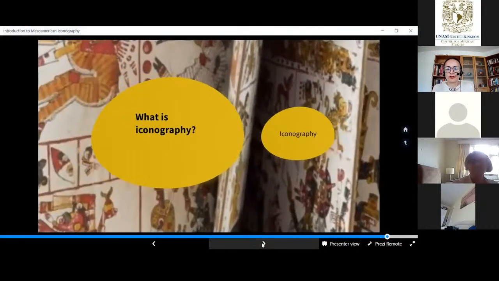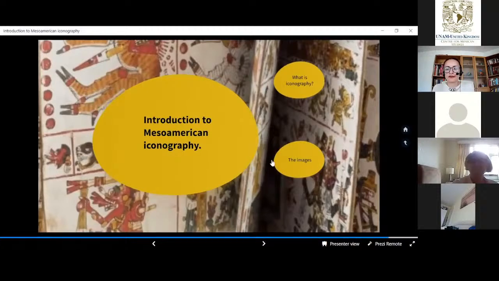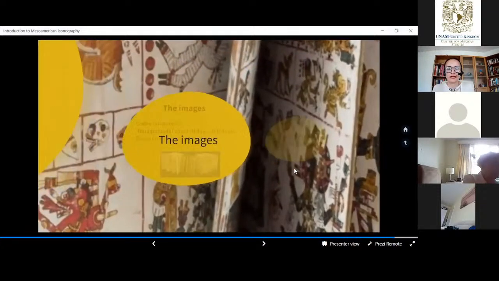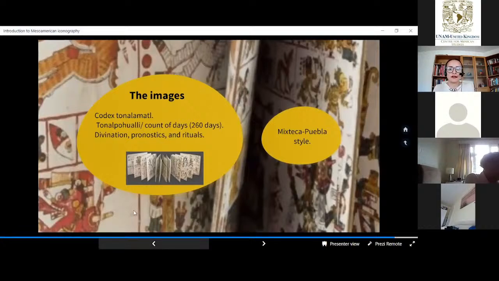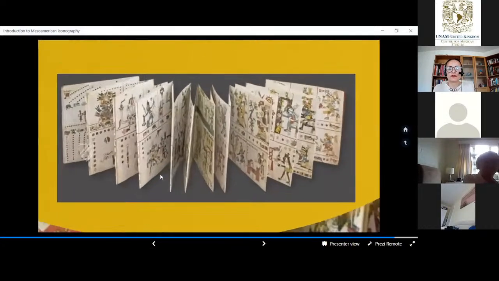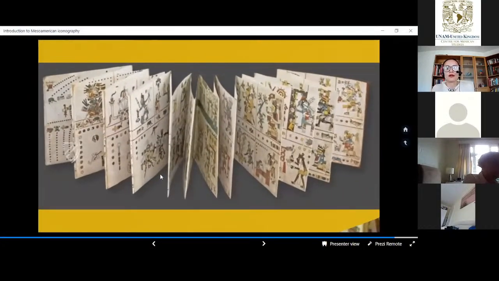So let's talk a little bit about the images that I will describe today. They are images that belong to the codices, or codex. What we are trying to say is that these books describe the calendar, the ritual calendar, or tonalpohualli, the count of the days. That's the reason they are called tonalamatl, or if we translate, the book of the days.